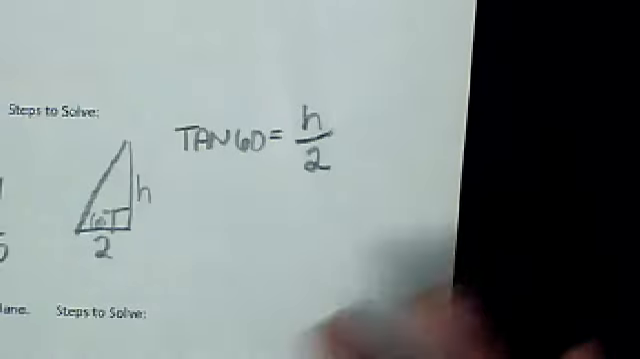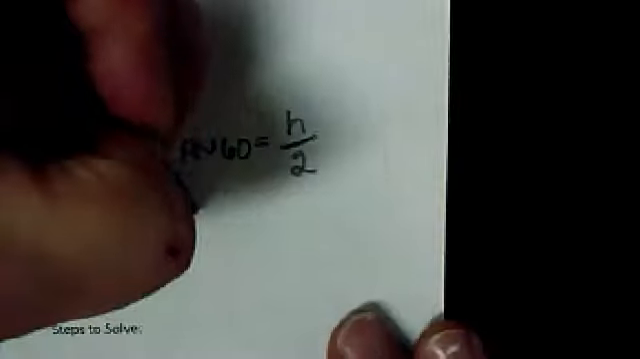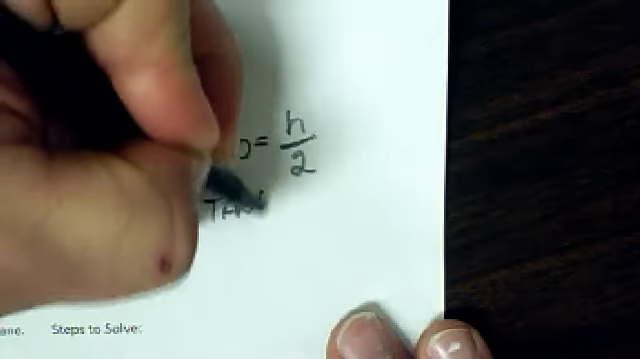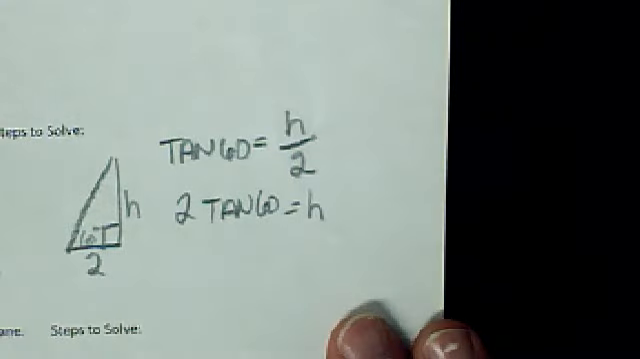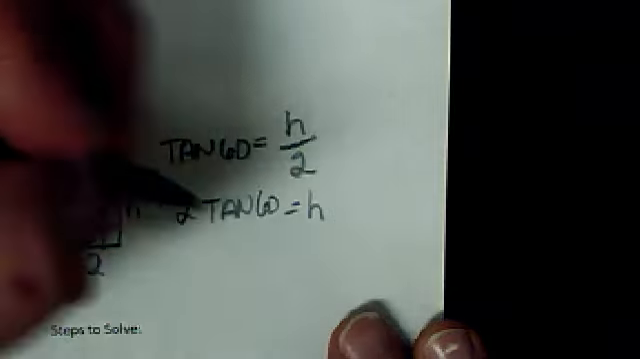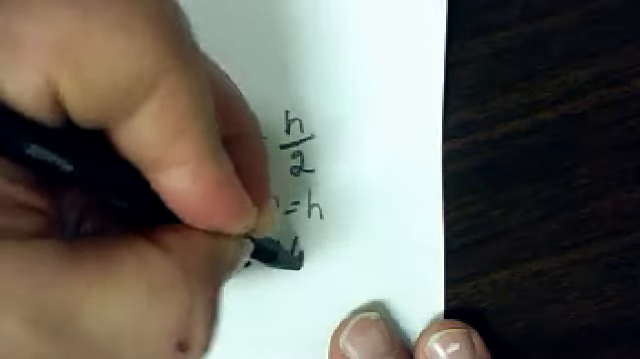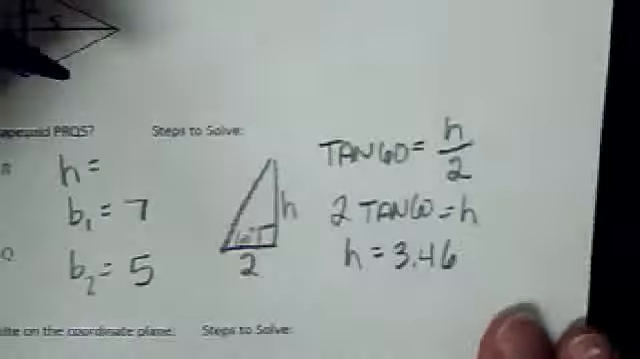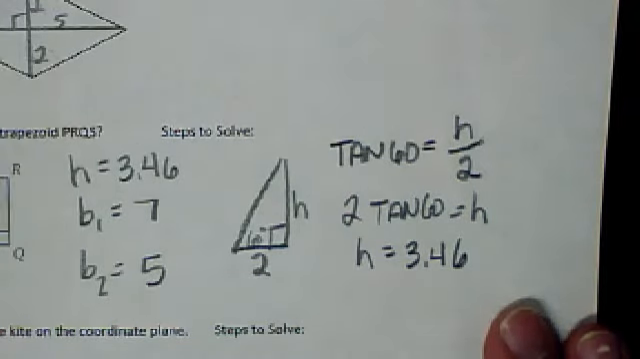So now all I'm going to do is calculate the value of h. I'm going to be multiplying 2 by the tangent of 60 in order to get my h value. So 2 times the tangent of 60. My h value is going to be 3.46. Now I'm going to put that over here in the information that I needed. So now I have all the information I need in order to solve for the area of my trapezoid.